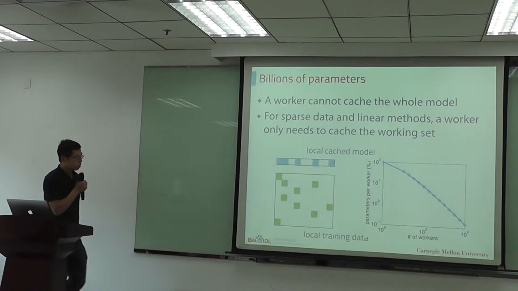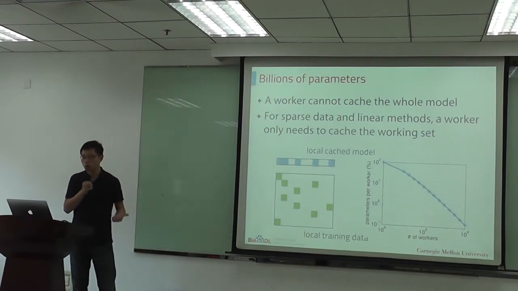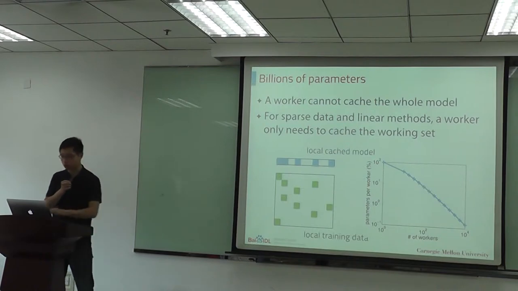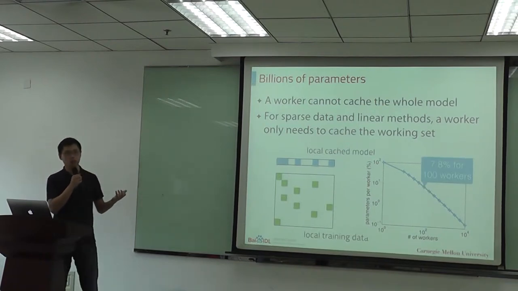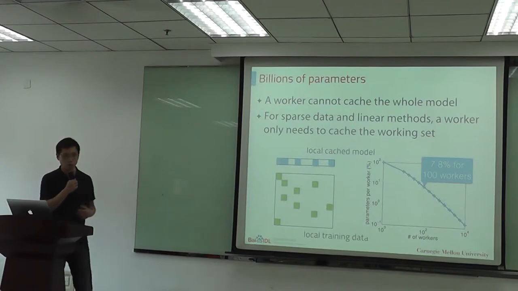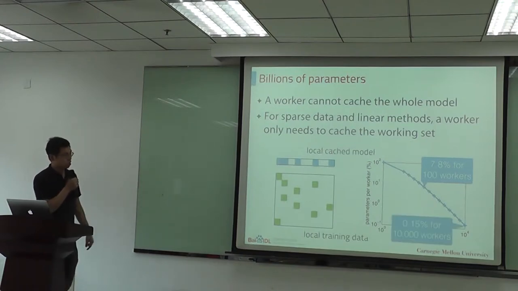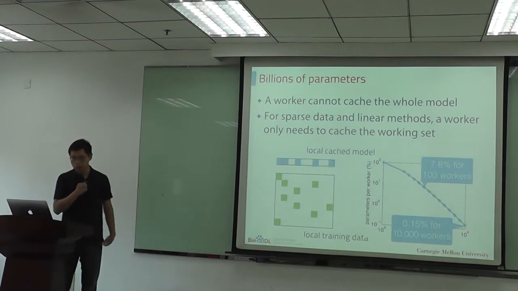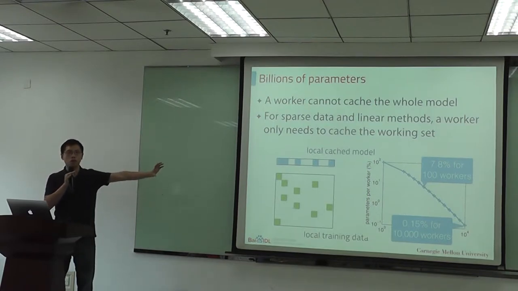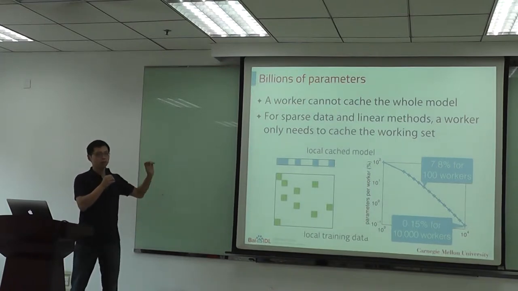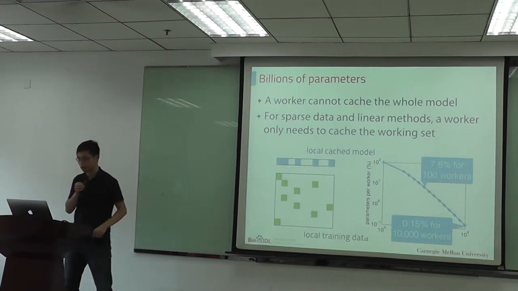And here's an experiment. The x-axis is how many workers you have. The y-axis is the percent of the model you should maintain. If you only have one worker, definitely you need to keep the whole model. But if you run 100 workers, that is 100 machines, each machine only needs to maintain 7.8% of the model in its memory. And if you go to 10,000 workers, this number goes down to less than 0.1%. So even if you have a really large model, if you partition the data onto different machines, each machine only needs a part of it. And this huge model is maintained by a group of server nodes. So there's no problem fitting things into memory.